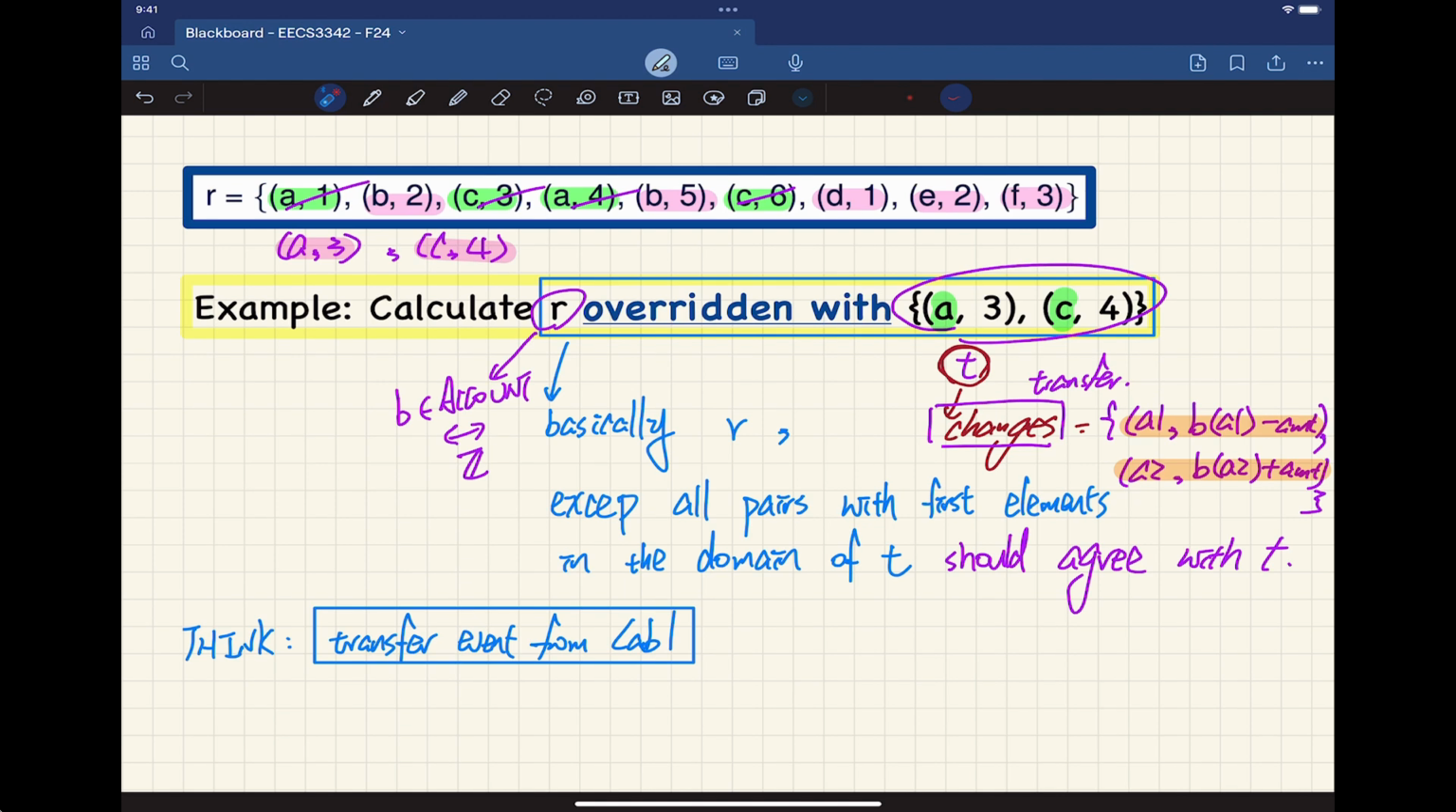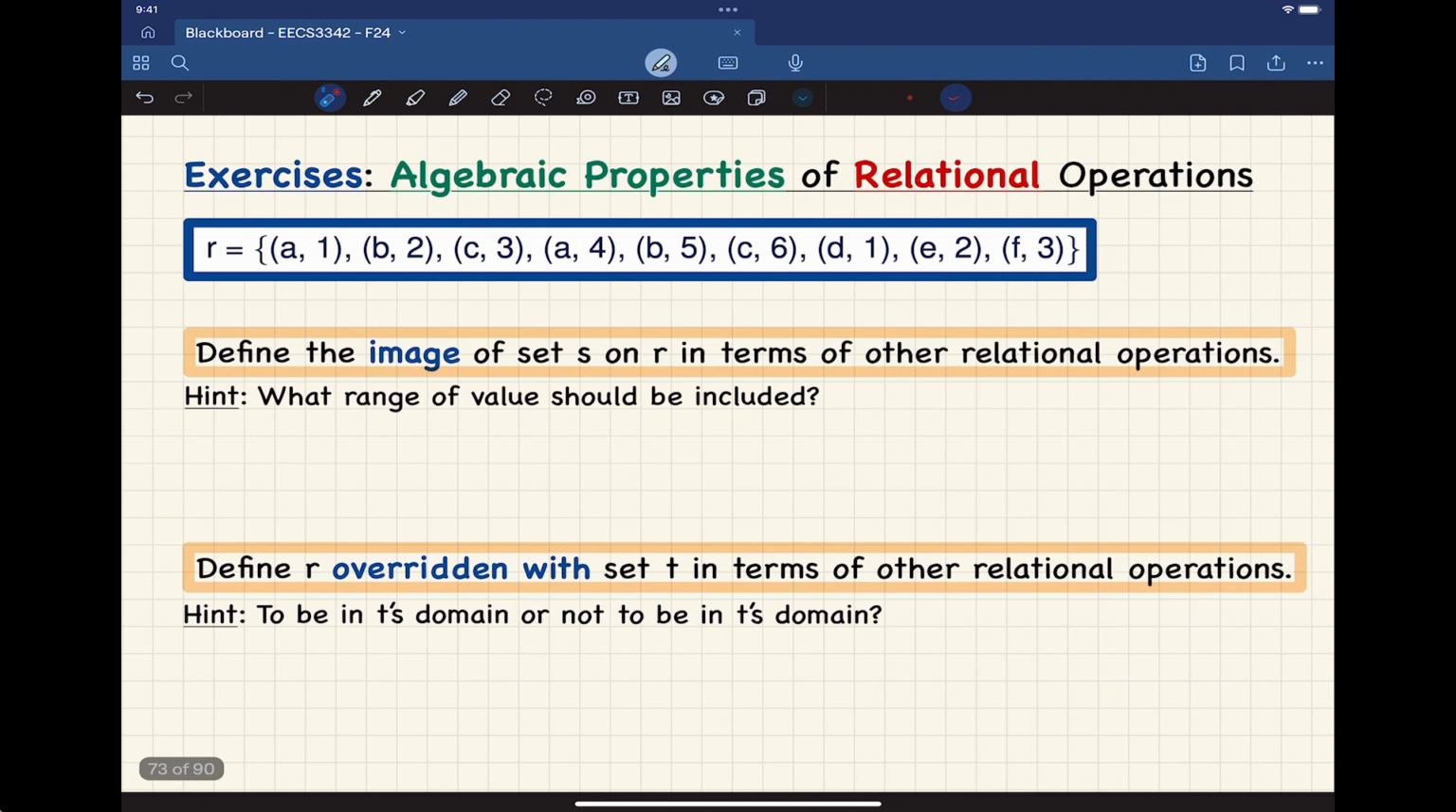All right, any question about this? All right, so that's about overriding. And then before we move on to the next operator, I think we should do a little bit more on algebraic properties, which I have in my notes over here. You can also see this one in the slides. This one here, we already have done. That's the harder one, which we already solved.